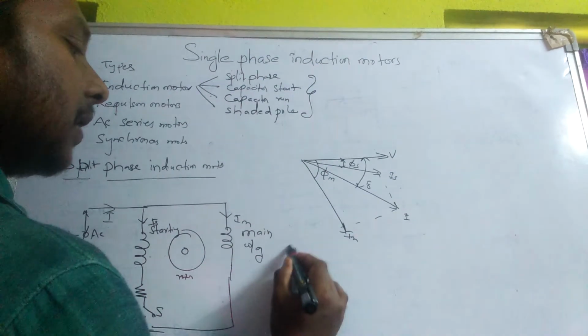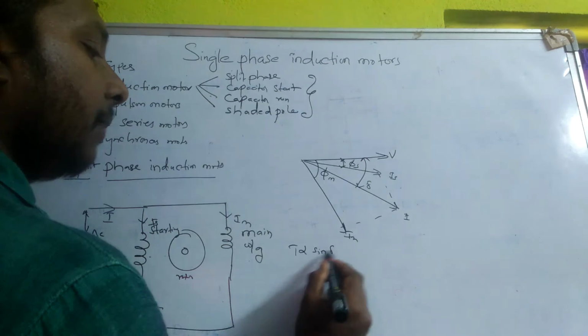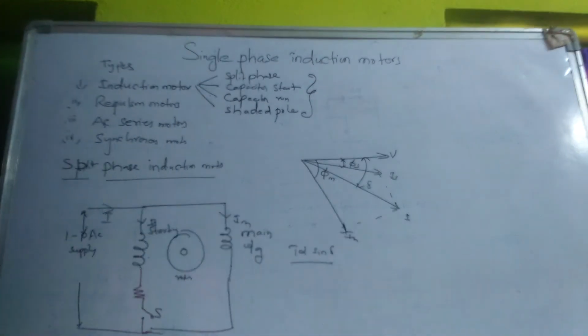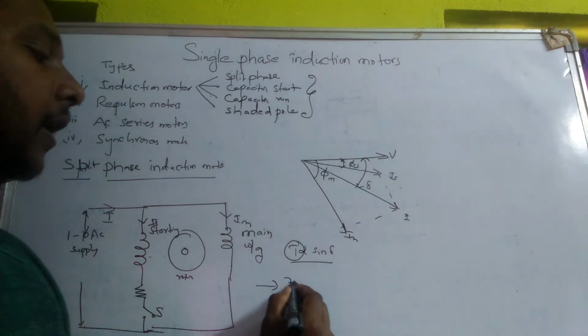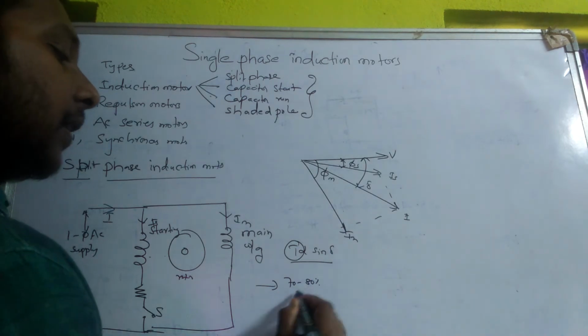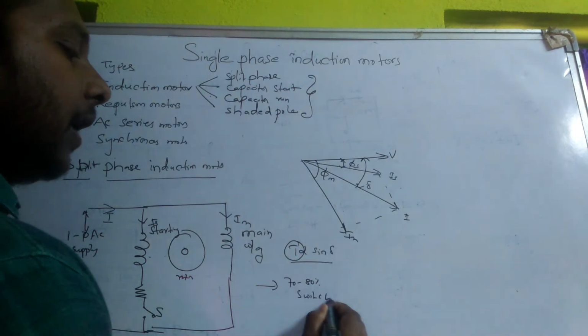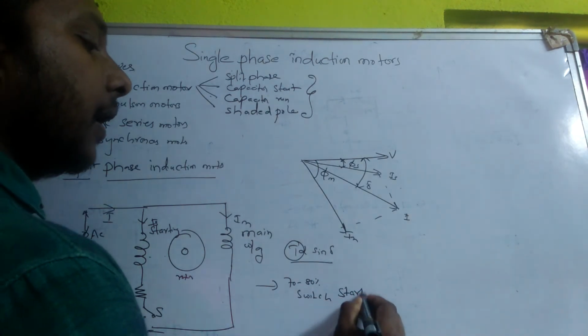So the torque is directly proportional to sine delta. If delta is more, the torque is more, so the starting torque is provided by using this starting winding. Here one switch is provided, which is called the centrifugal switch. Once the motor reaches 70 to 80% of the rated speed, the switch opens and the starting winding is disconnected.